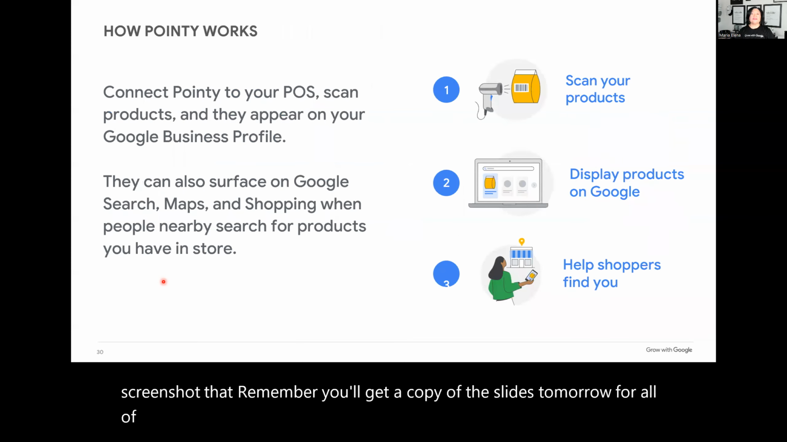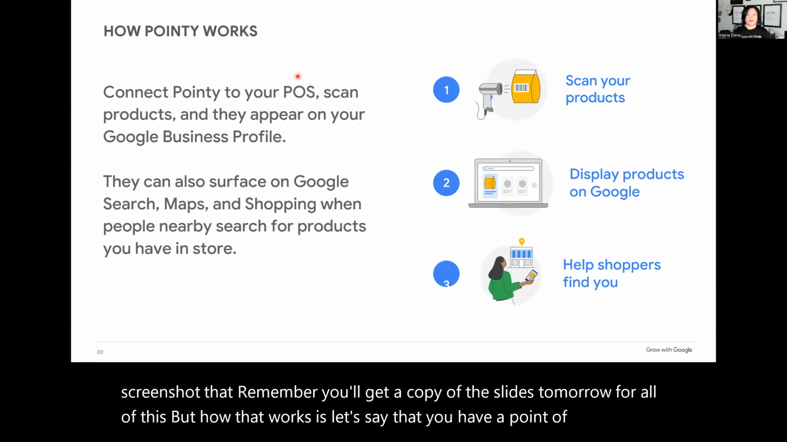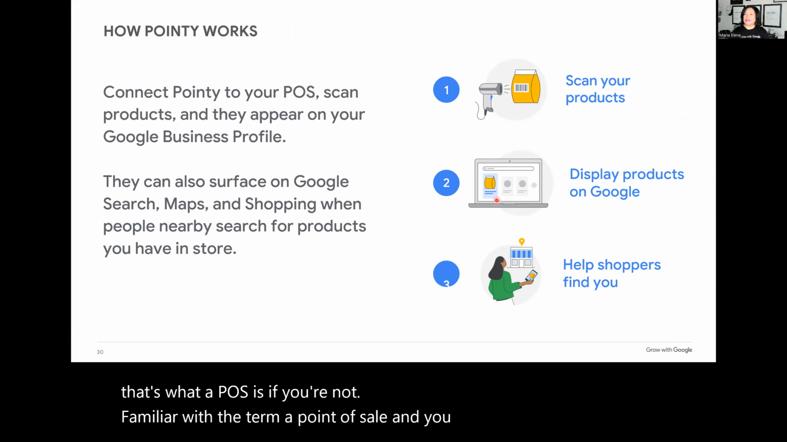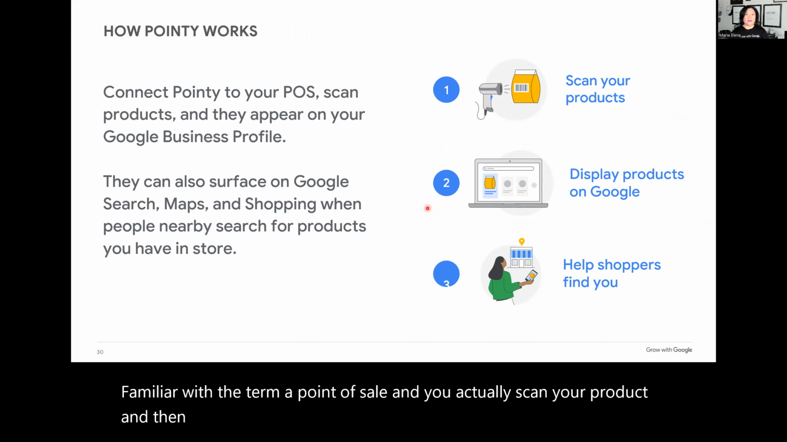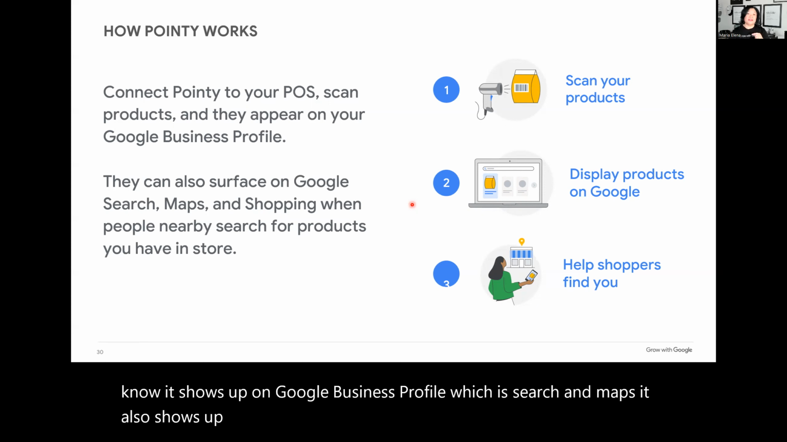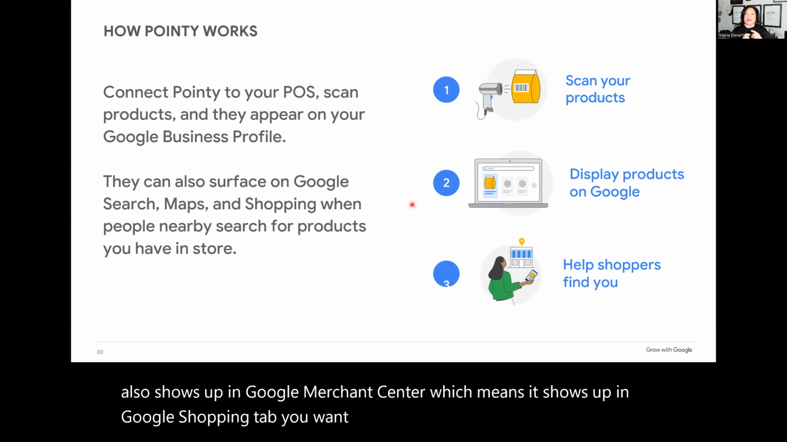But how that works is, let's say that you have a point of sale. So that's what a POS is, if you're not familiar with the term. You actually scan your product, and then it'll display it right there on Google, which means, just so you know, it shows up on Google Business Profile, which is search and maps. It also shows up in Google Merchant Center, which means it shows up in Google's shopping tab. You want to show up there. It also showcases if somebody's using Google Lens.